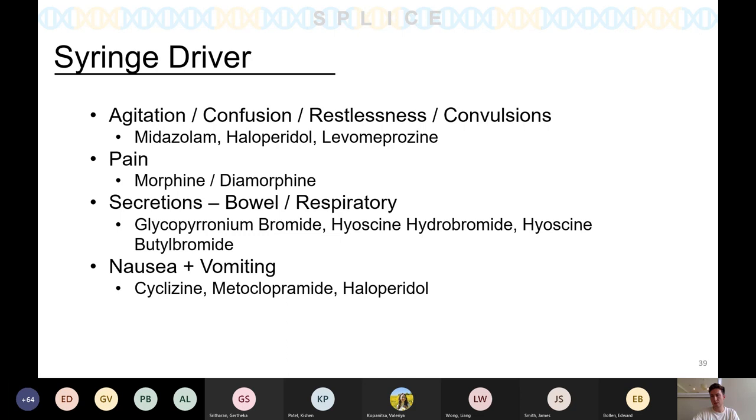Then in terms of pain relief, which we've been through, this is likely to be your opioid. Secretions are something that cause a lot of distress, so can impair breathing or bowel function. So these three medications can be used to treat symptoms like cramps, bloating, IBS type symptoms or respiratory secretions. And then you've got your antiemetics to alleviate nausea and vomiting. But basically this is practically what you might be asked to do.